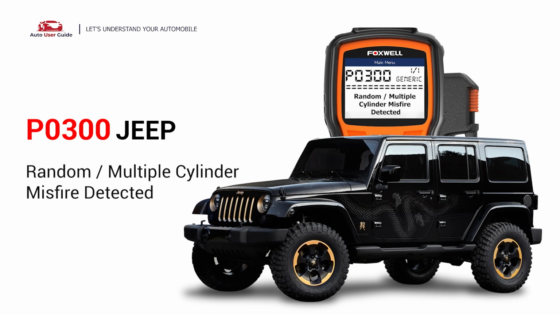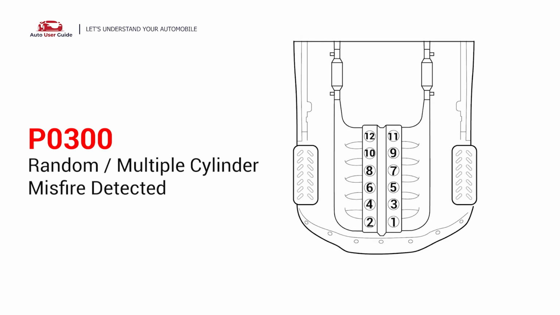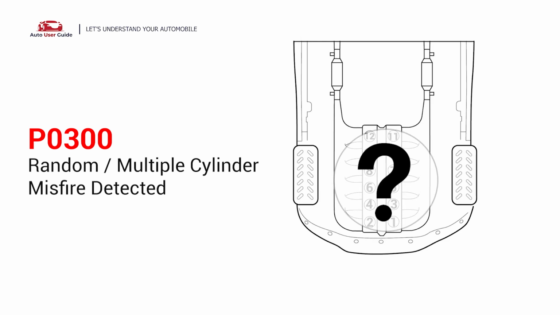This repair video for the P0300 error code is specifically tailored for Jeep drivers. If your Jeep is showing a P0300 code, this is for you. It indicates that two or more cylinders are experiencing misfires, which means one or more cylinders are not firing properly and causing irregular combustion. Under this circumstance, stop driving and repair your vehicle immediately.